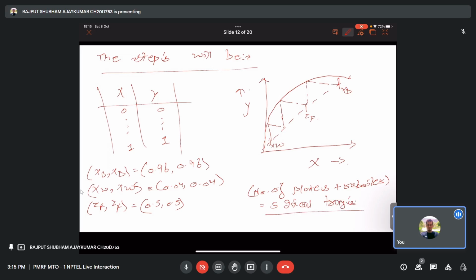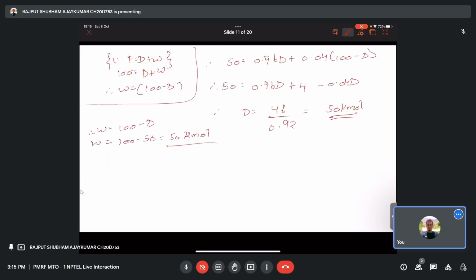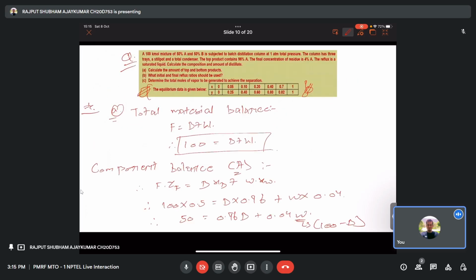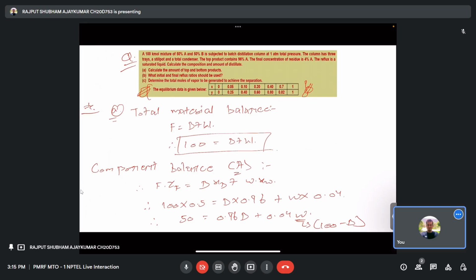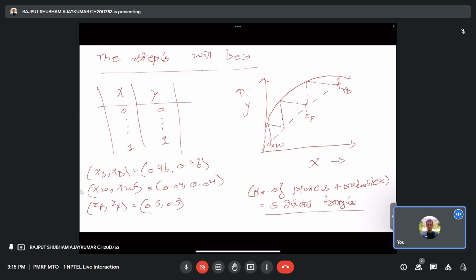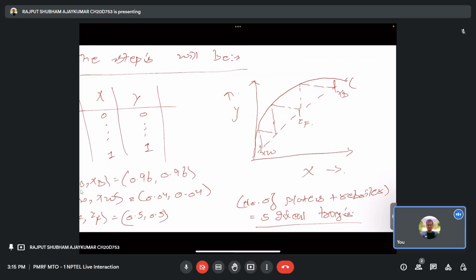Another thing I have been given: calculate the amount of the top and the bottom product, which we have already calculated, and what initial and final reflux ratio should be used. We have to determine the total moles of vapor to be generated to achieve the separation. So we'll be drawing a bunch of operating lines originating from 0.96, 0.96 and having varying slopes, and we'll see which one fits.